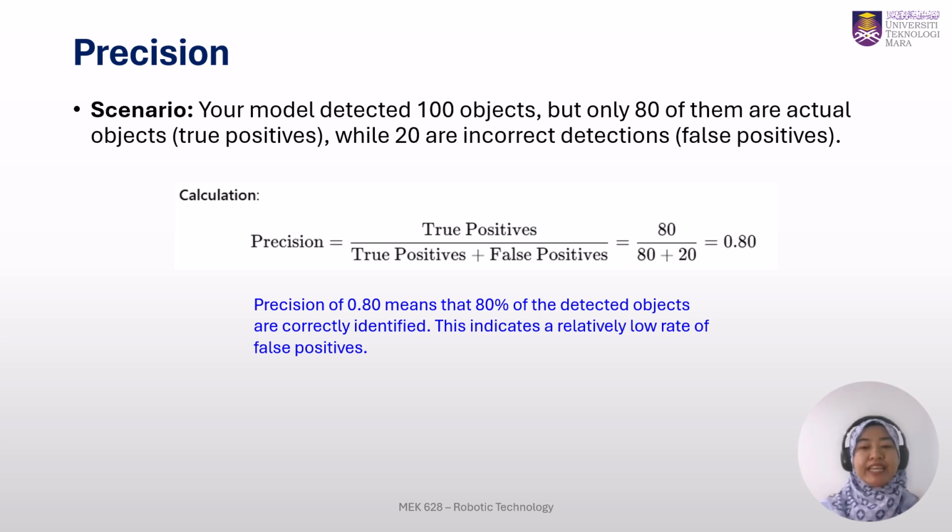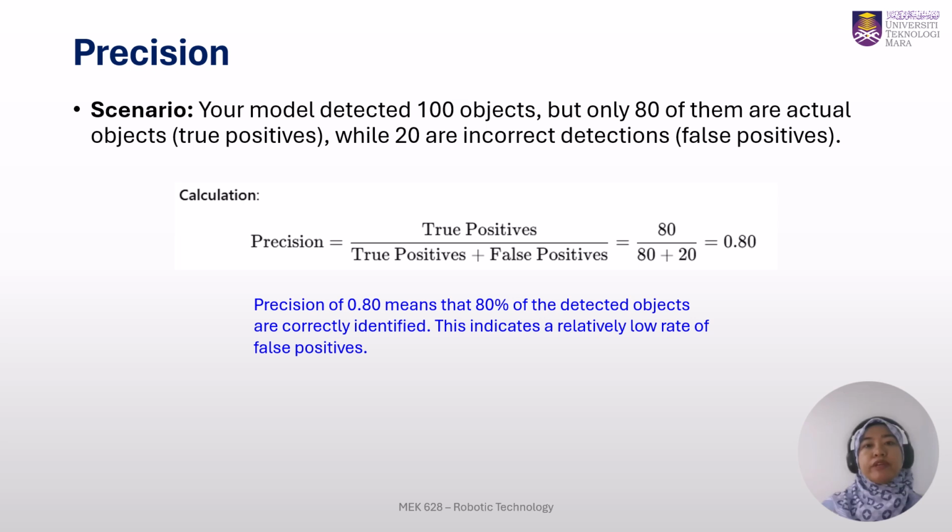So it indicates a relatively low rate of false positives. So meaning that your system is okay, because 80% of the detections are correct. Okay, so it is a reasonable and reliable system.